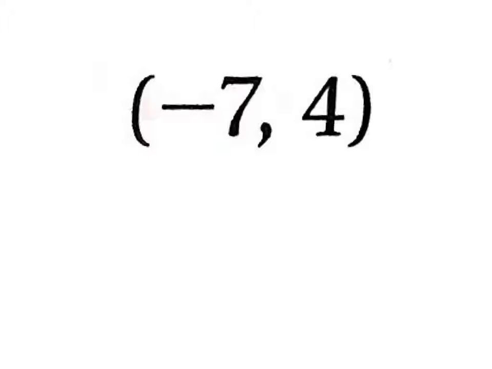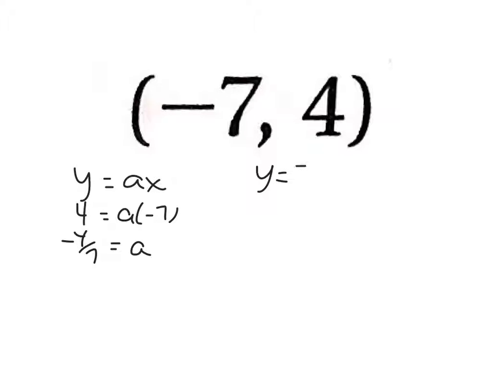Let's do one more of those. This time the point's (-7, 4). Remember our equation is y equals ax. Just plug in the point. Plug in the 4 for the y because it's the y coordinate. Plug in the -7 for the x. It's the x coordinate. Do your division. There's your a, your constant of variation, -4/7. So your first answer is just y equals -4/7 x.